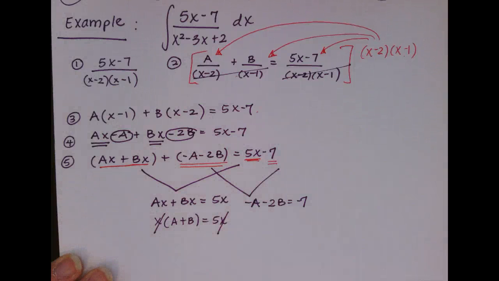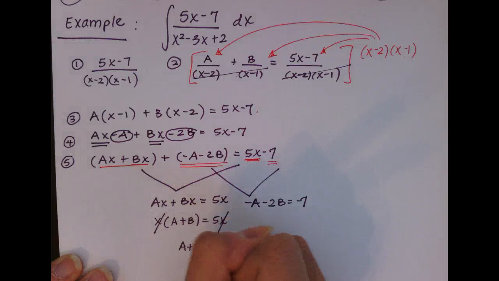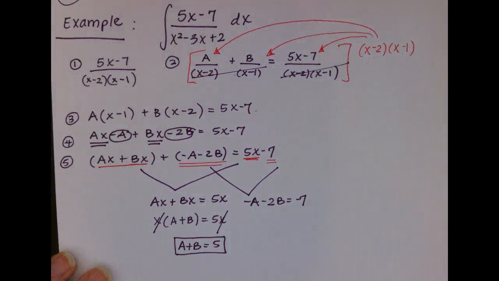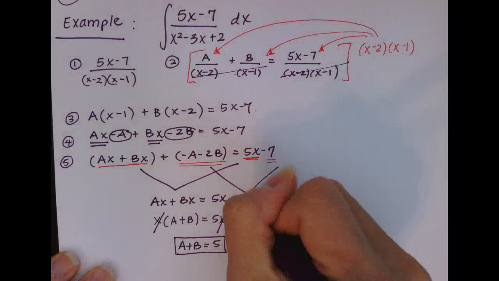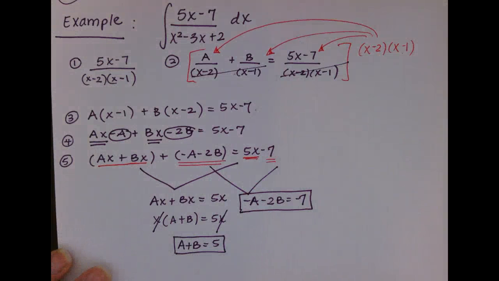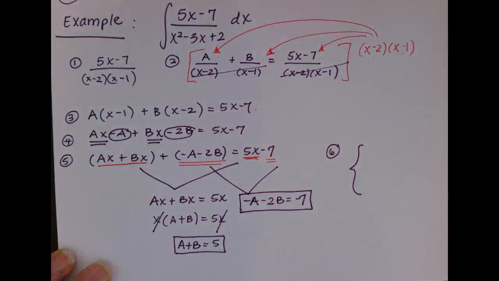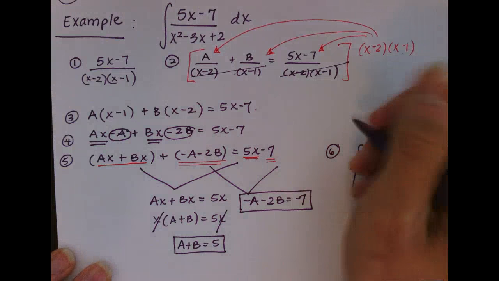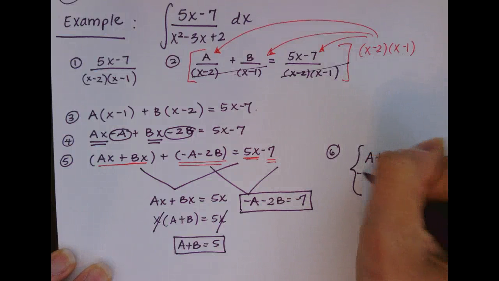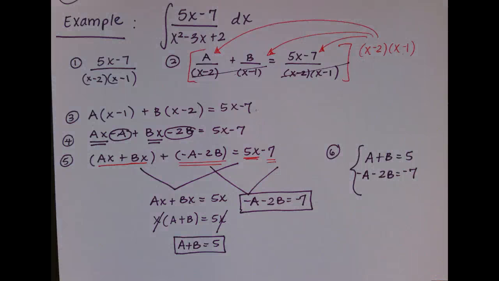so that I can divide x from both sides and come up with one equation that just has A's and B's in it. A plus B equals 5. And then of course my constant terms don't have any x's in them. From here, I can write that system of equations. So A plus B equals 5. Negative A minus 2B equals negative 7.